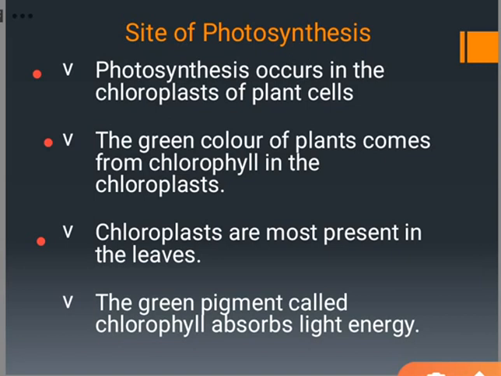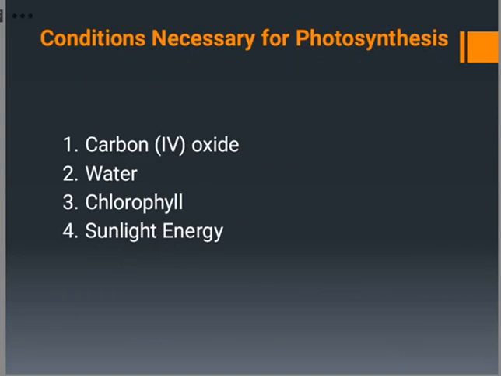Now, the green pigment called chlorophyll absorbs light energy. That's why we say it is green plants containing chloroplasts that are able to absorb light energy. And they use this light energy to combine carbon dioxide with water to form their food. And so in this process, they manufacture their food by themselves. Now, let's go to the next part of the content.